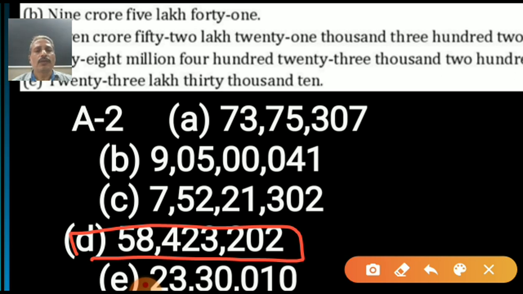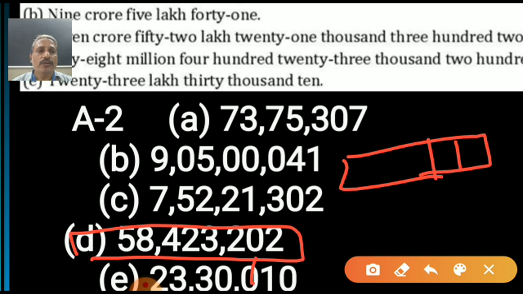58,423,202. Last but not least, 23,30,010. So in the place of 23 we can write lakh, then after 30,000, 30, no hundreds are there, so in the place of 100 we can add 0. Easy? Or you remember this table, I already explained in previous sessions. You remember this one? Ones, tens, 100, 1000, 10,000 and lakh.